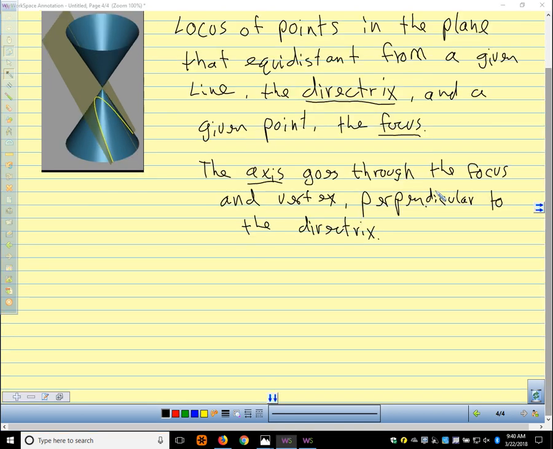So what this is saying is, I'm going to draw a nice parabola here. So here's a parabola. The focus is always inside the parabola. So this is our focus. The directrix is outside the parabola. So here our directrix is going to be a line down here. So that's our given line, the directrix.